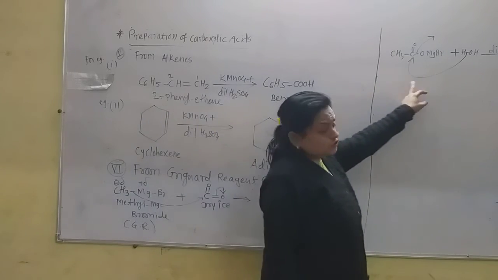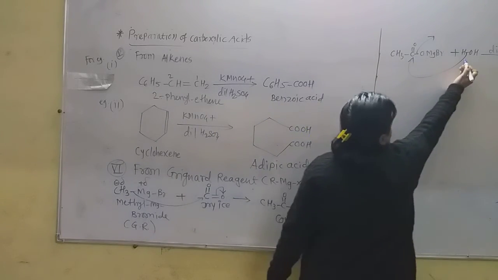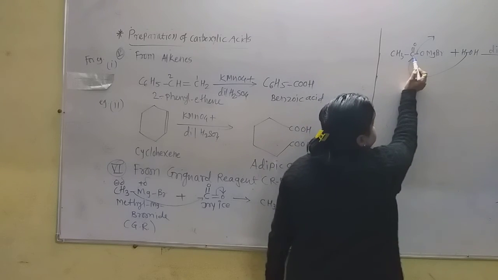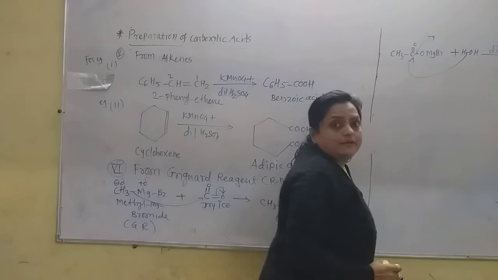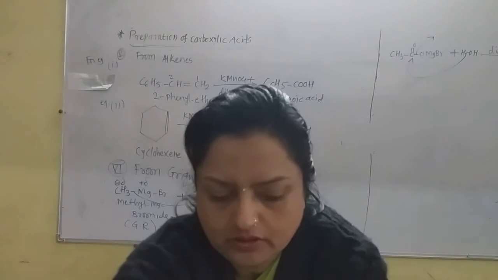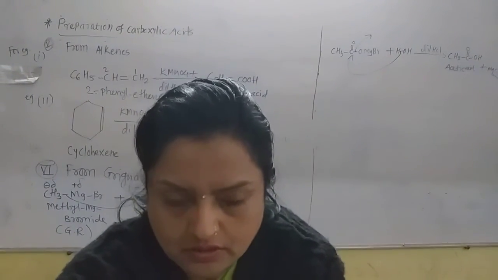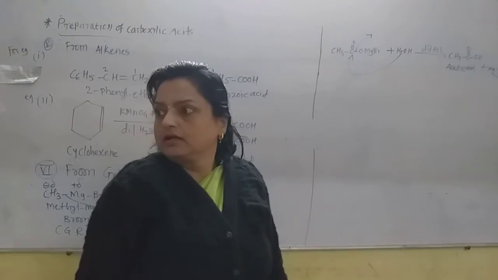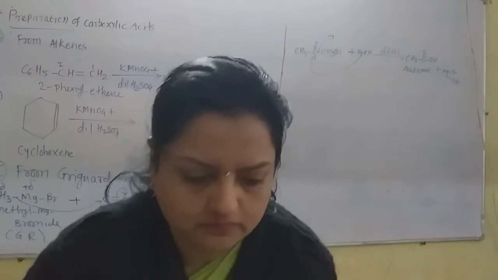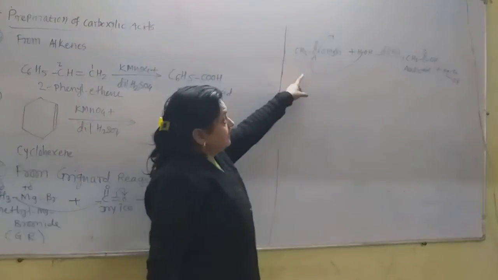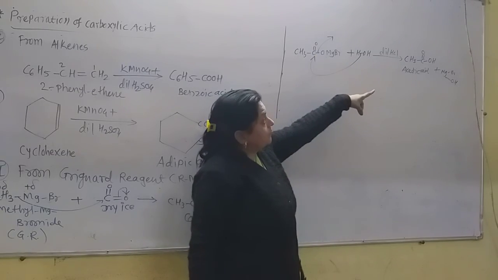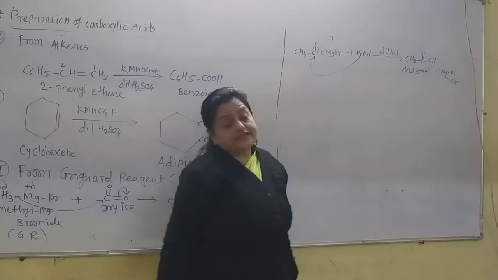And this complex on acid hydrolysis, addition of water, again there is the attack of OH minus on this carbonyl carbon. At the same time, OMgBr gets detached. Now see here, this OH minus attacks this carbonyl carbon. This gets detached and there is formation of acetic acid and MgBrOH, the byproduct.